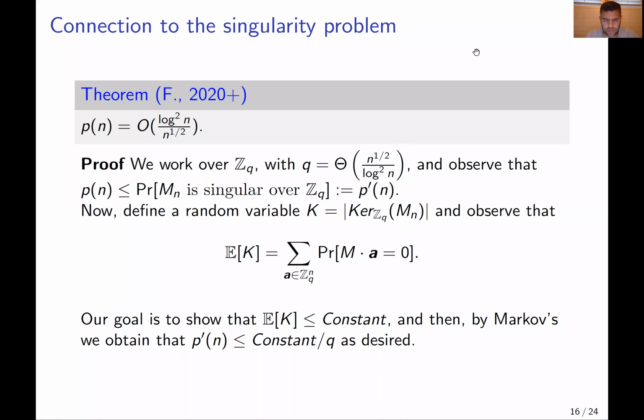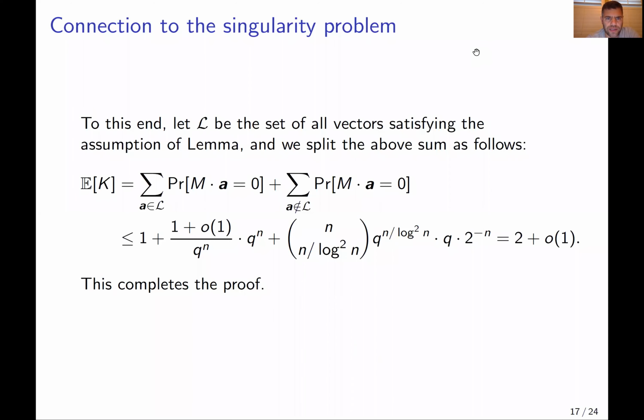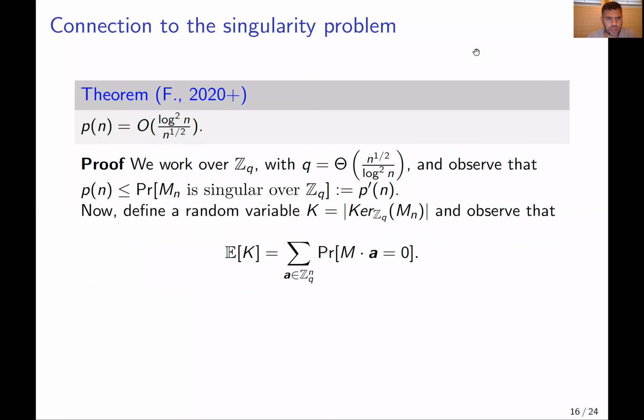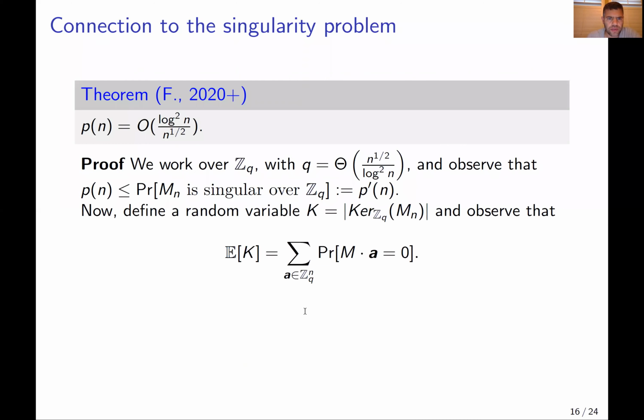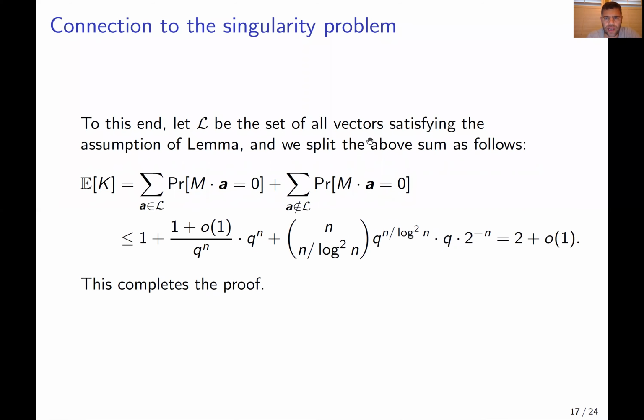So to this end, what can we do? Let's define some fancy L to be the set of all vectors satisfying the assumptions of the lemma. Let me just remind you, these are all the vectors with no entry appearing more than n minus n over log square n many times. So this is the set fancy L. And now we can split the above sum of the expectation as follows. We can take the sum over all vectors in L and the sum over all vectors not in L.